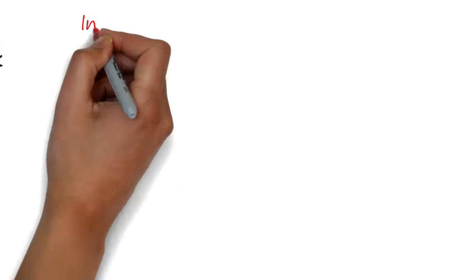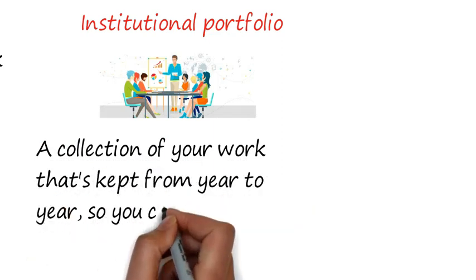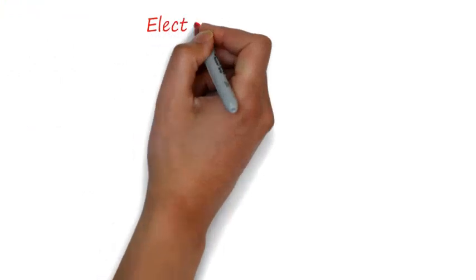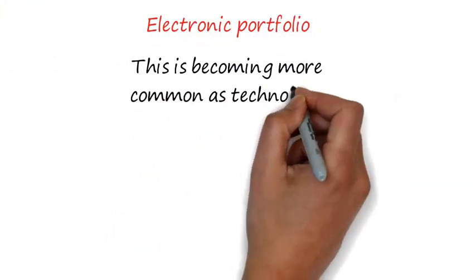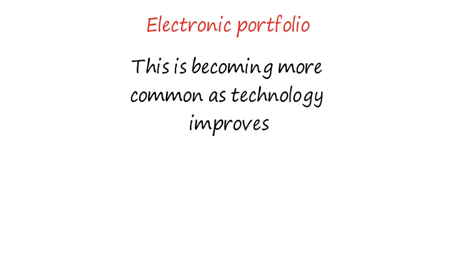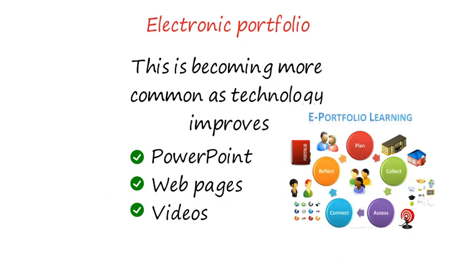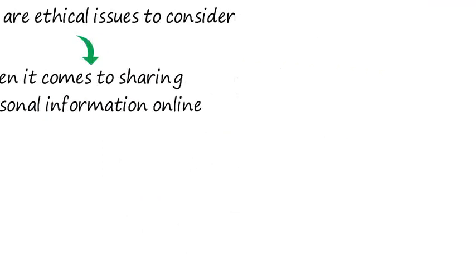There's also something called an institutional portfolio. This is a collection of your work that's kept from year to year, so you can see how you're progressing over time. Finally, there's an electronic portfolio. This is becoming more common as technology improves. You can use things like PowerPoint, web pages, and videos to show off your work. But there are ethical issues to consider when it comes to sharing personal information online.